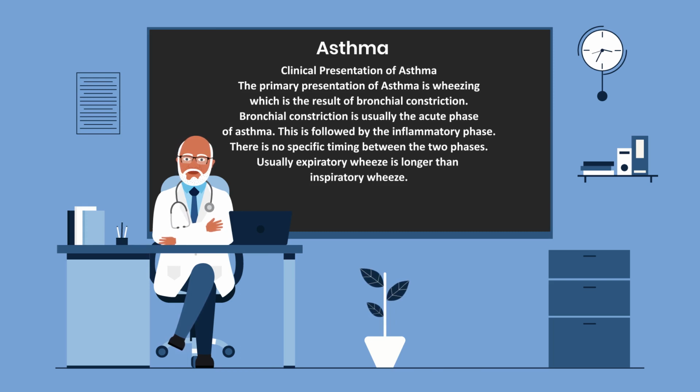The clinical presentation of asthma. The primary presentation of asthma is wheezing, which is the result of bronchial constriction. Bronchial constriction is usually the acute phase of asthma. This is followed by the inflammatory phase. There is no specific timing between the two phases. Usually, expiratory wheeze is longer than inspiratory wheeze.